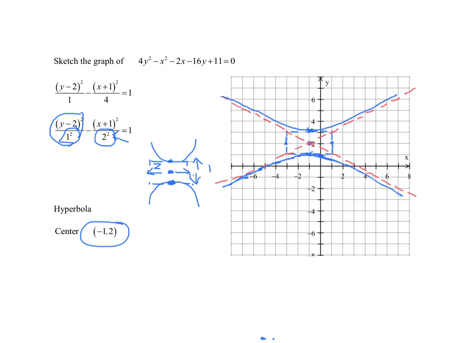So I have graphed in my hyperbola. Notice it goes through this vertex and this vertex here. Starts out close to this asymptote, comes on in, goes out close to that asymptote. And the same thing happens up here.